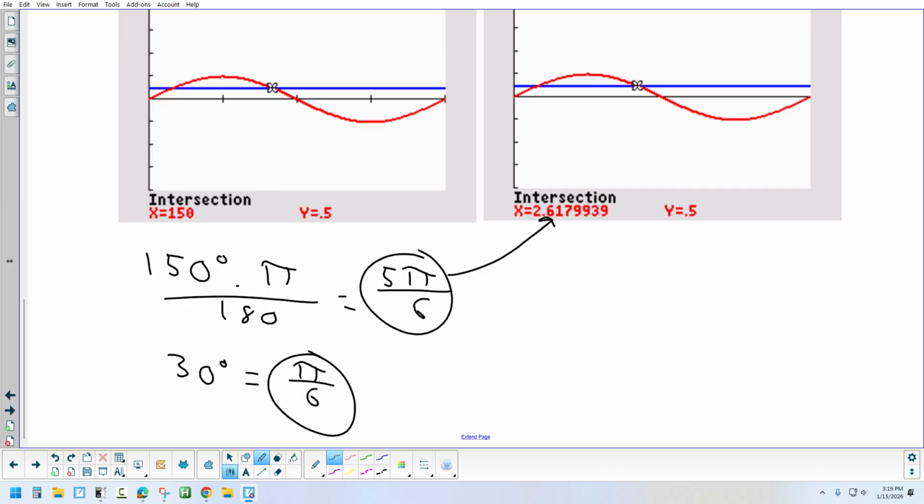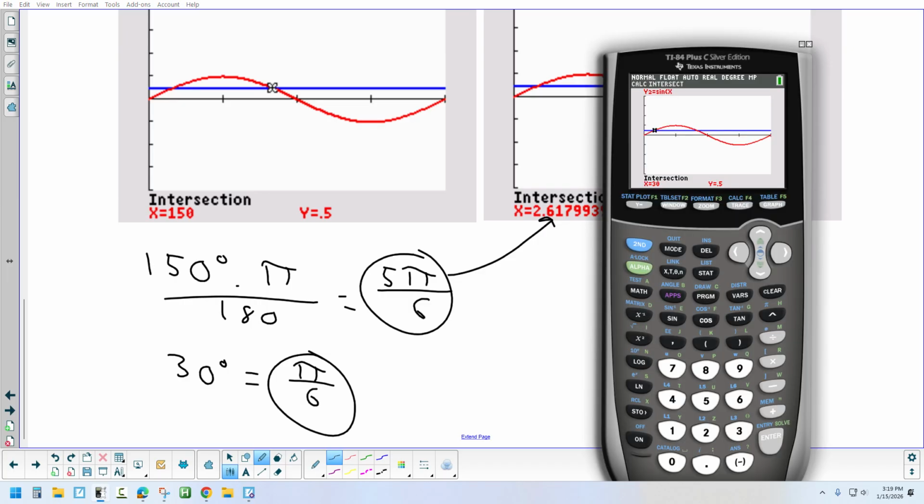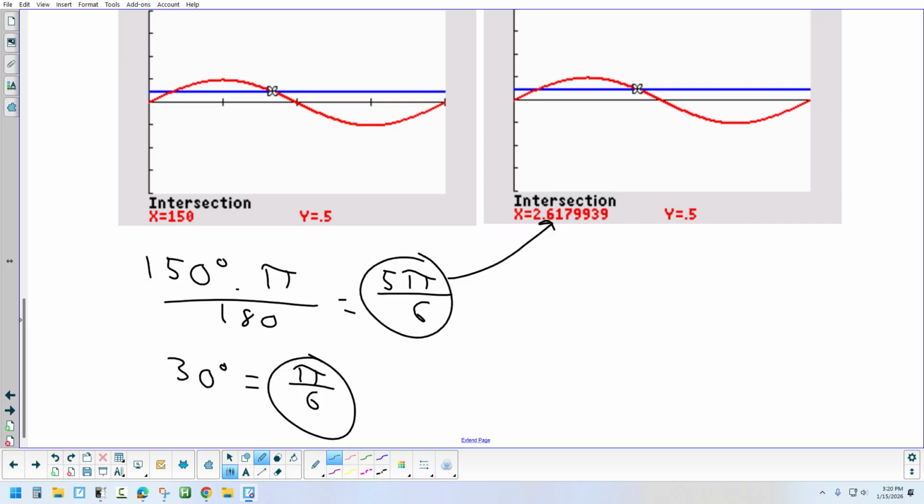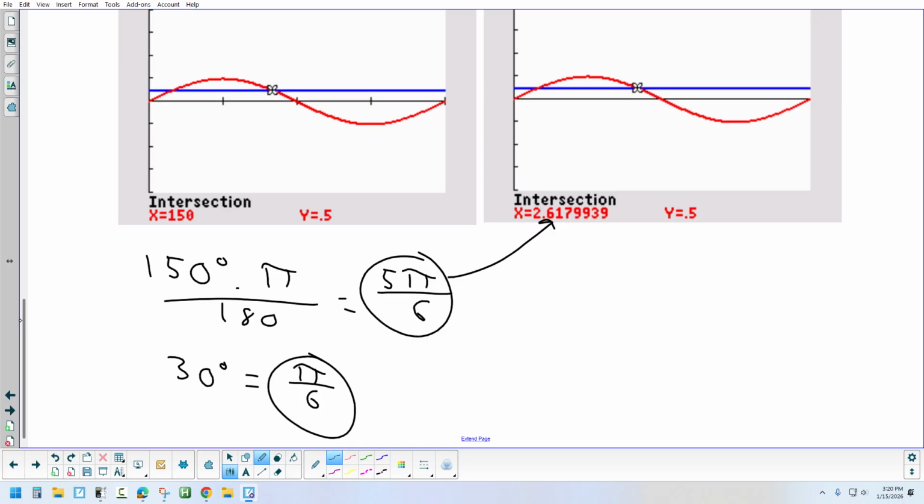So if you kept your calculator in radians and you did this problem and you found the intersect, you would have gotten a decimal of something like 0.5235, which is not an exact answer. All right. Any question on how to get an exact answer in radians by doing it in degrees first?